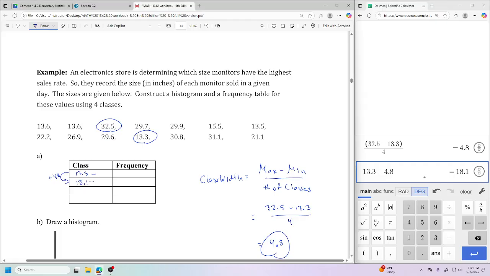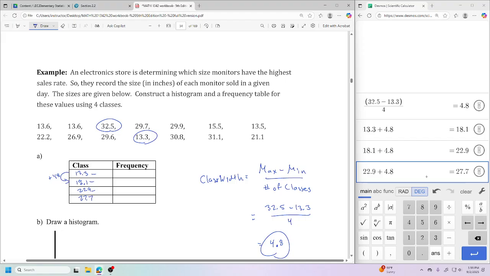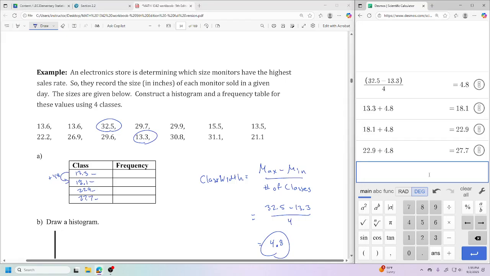So 18.1, awesome. Well, then I'm going to add another 4.8 to that. So 18.1 plus 4.8, I got 22.9. Add another 4.8 to that. And so I got my 27.7. And then again, I want to go one more so that I can know what the next one's going to be. So 27.7 plus 4.8, and I got 32.5. And all these others, okay? So if this is 32.5, and again, everything's one decimal, what would I actually have right here?